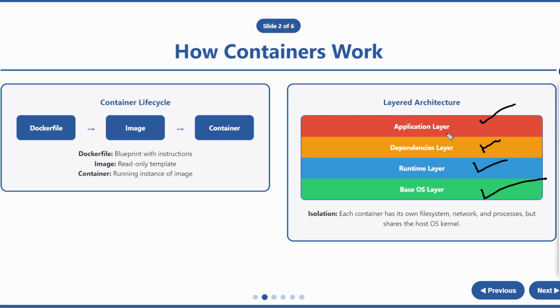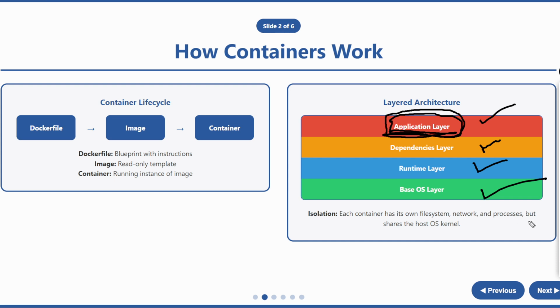In the application layer, Docker does application layer virtualization, but a virtual machine does OS layer virtualization. That is the difference. And regarding isolation, each container has its own file system, network, and process, but shares the host OS kernel. That is the difference.